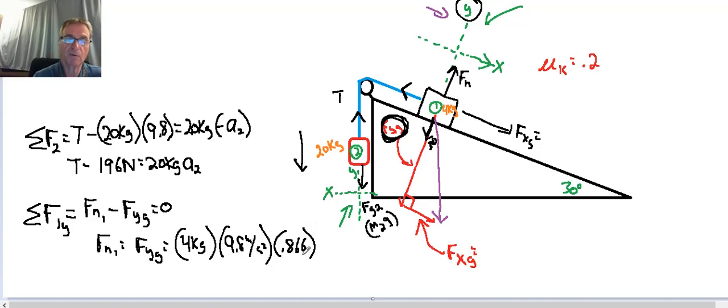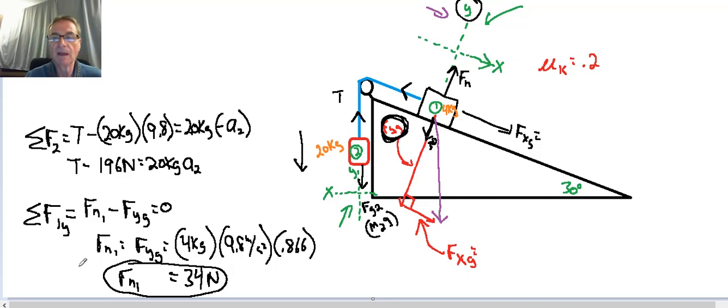After you do these things for a while, you begin to remember what the cosines and sines of different angles are. And when we do this math, our normal force is going to be, let's see, 4 times 9.8 times 0.866 is 33.94. We'll round it up to 34 newtons. So this is our normal force on block 1.